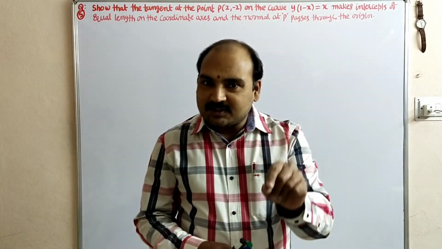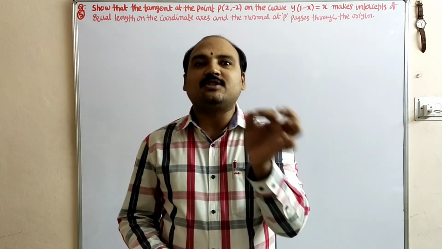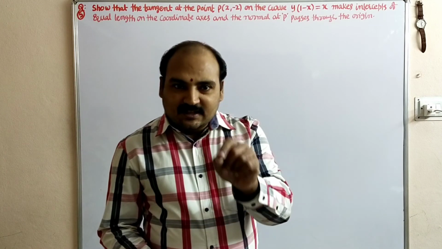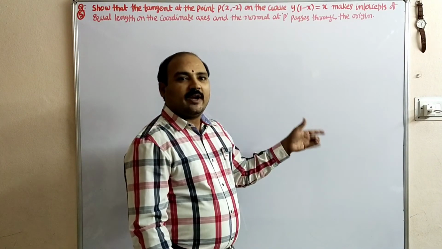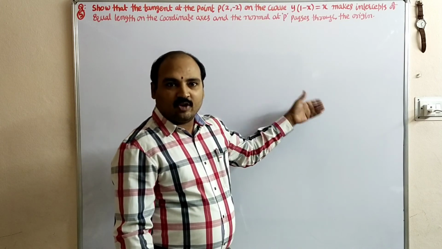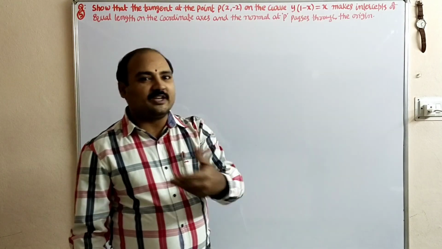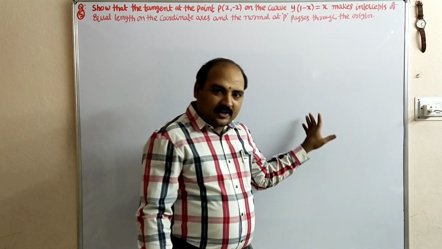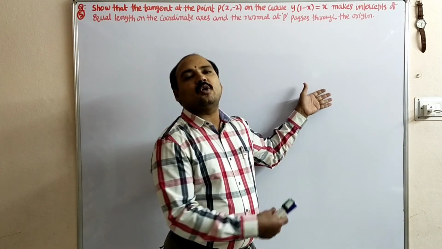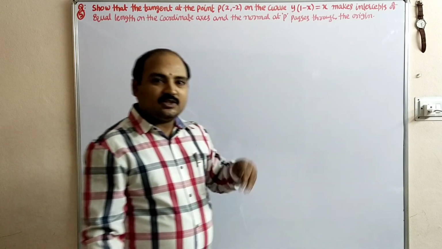A line passing through the origin always represents y equals mx. If the line is in this form, y equals mx, the line is always passing through the origin. So after getting the equation of the normal, y minus y1 equals minus 1 by m into x minus x1, if the answer is in y equals mx form, it is passing through the origin obviously. So like this you can proceed.